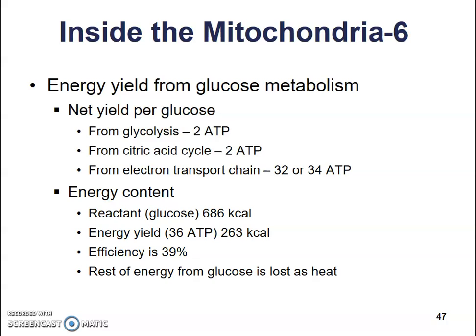So the energy content, our reactant, the glucose molecule, contains 686 kilocalories. The energy yield of 36 ATP is about 263 kilocalories, so it's only about 39% energy efficient. The rest of that energy is lost in the form of heat. And remember that anytime energy is transferred from one form to another, some energy is generally released in the form of heat. So it's never 100% efficient.